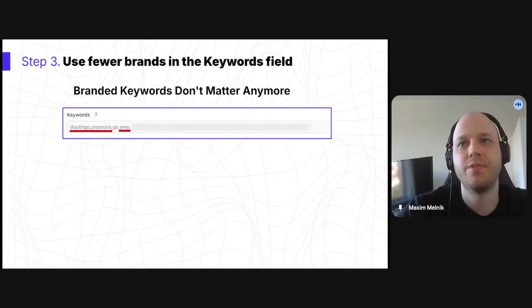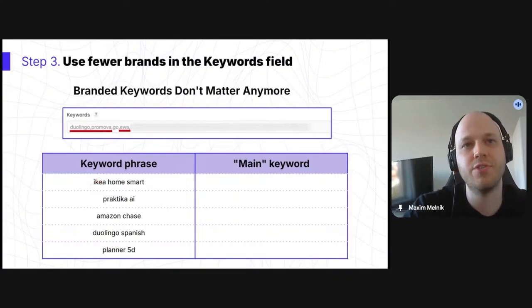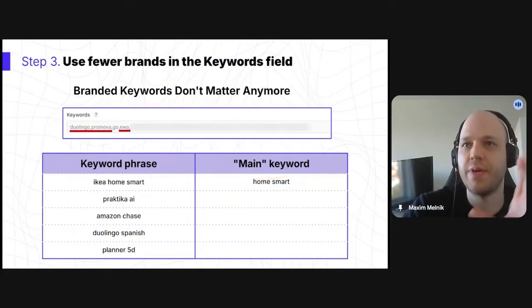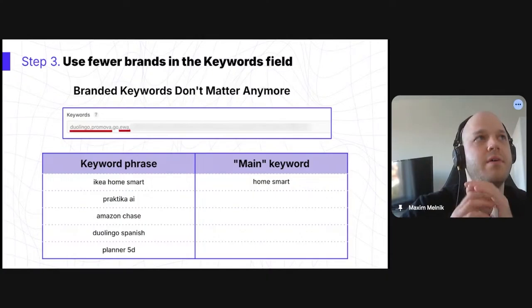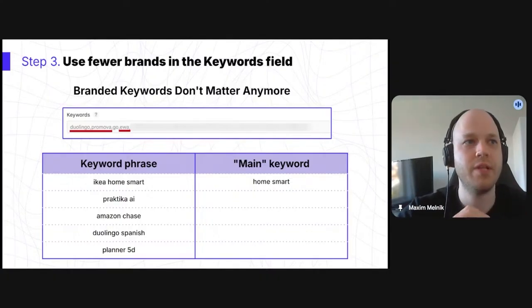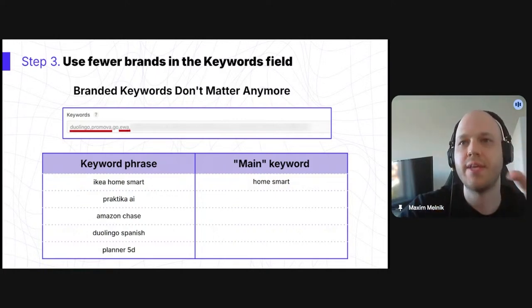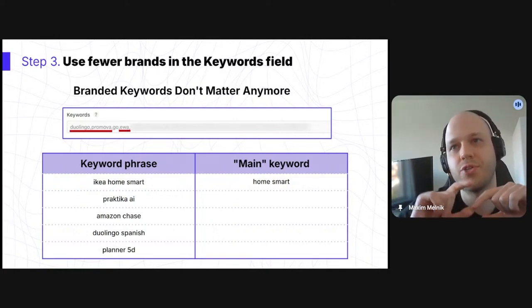Now, if someone searches for something like IKEA home smart, Apple might completely ignore that you added IKEA in your metadata, I mean, in your keyword field, and it will use only home smart. In general, in brand plus generic keywords, the brand isn't the main keyword usually. So Apple focuses only on the generic word, like home or design, and ranks apps with good conversion around it.